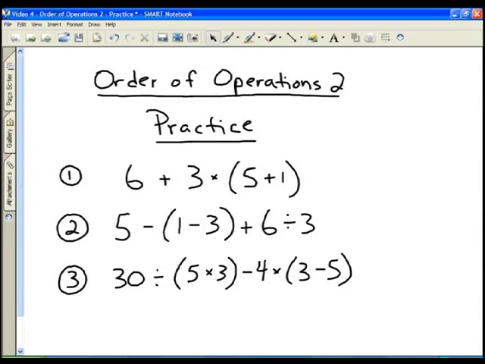After you've done that, then resume the video and check to see if your answers are correct. If they're not correct, you should be able to see where you've made your error. And if they are correct, then you know that you've got a pretty good handle on order of operations with numbers.